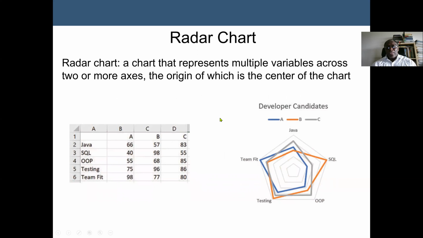A radar chart again is a chart that represents multiple variables across 2 or more axes, the origin of which is the center of the chart. So the origin will be the center of the chart. Here we have Java, SQL, object-oriented programming, testing, and team fit. And we have the values associated with A, B, and C.